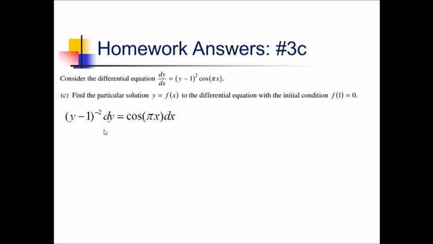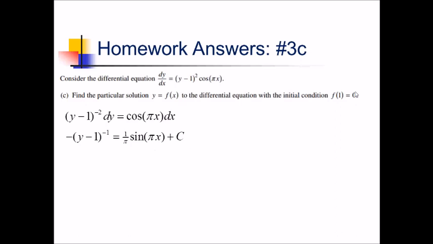Okay, let's take some antiderivatives. On the left side, this bumps up to a -1. Dividing by that, I've got negative parentheses y minus 1 to the -1. On the right side, antiderivative of cosine is sine, but we have to divide by pi because of that inner function. So 1 over pi sine of pi x plus c.